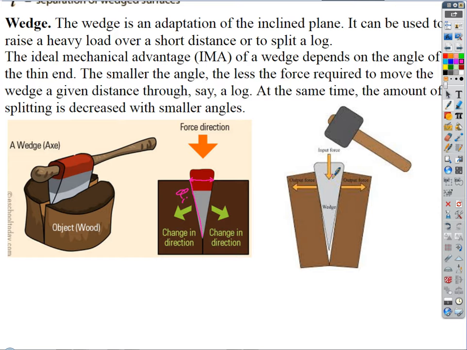The other nice thing about this is it allows you to apply the force in a convenient direction, which is down, and you can store the energy when you're doing the work and you're swinging that sledgehammer. You can store a lot of energy in the swing of that sledgehammer, right?